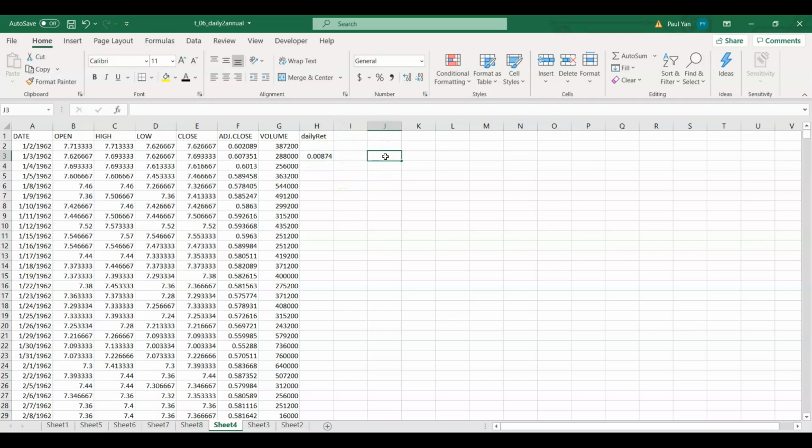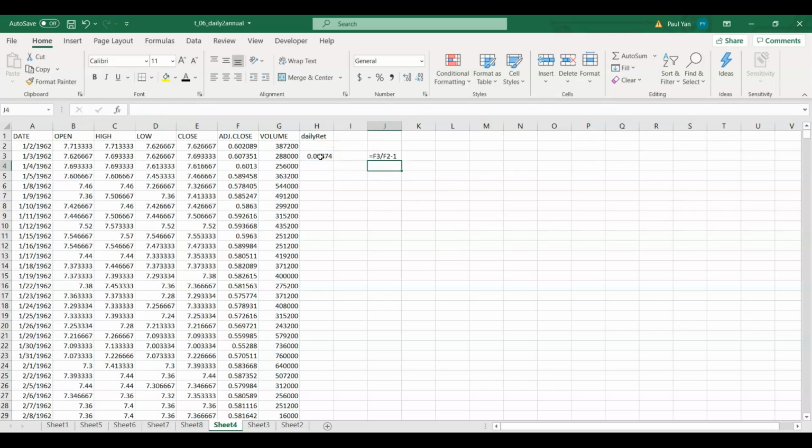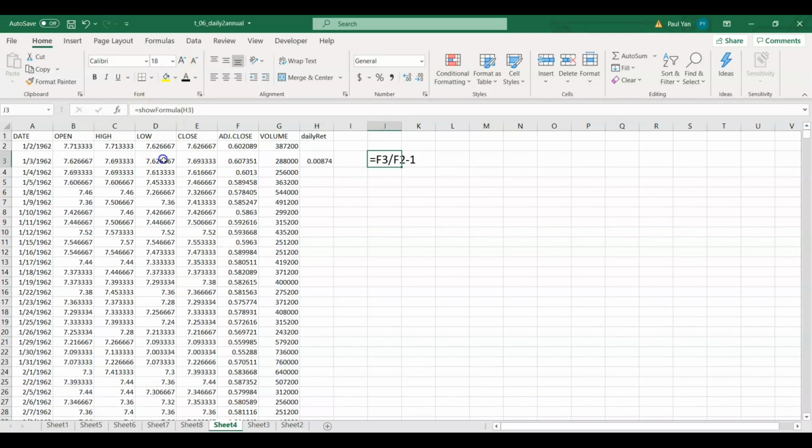I'm going to use show formula to show this one. Let me make it bigger. And we use this one: today's adjusted closing stock price divided by previous day's adjusted closing price minus 1. Then we copy and paste.